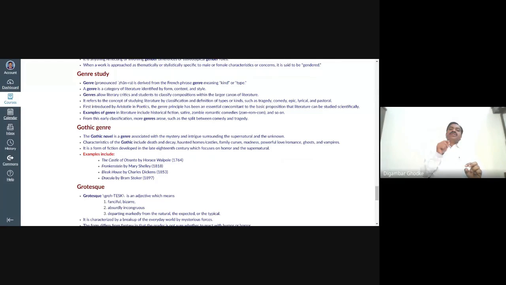So genre allows literary critics and students like us, those who study literature, to classify compositions within the larger canon of literature. We say literature, but literature does not refer to any specific literary work. It refers to different forms.